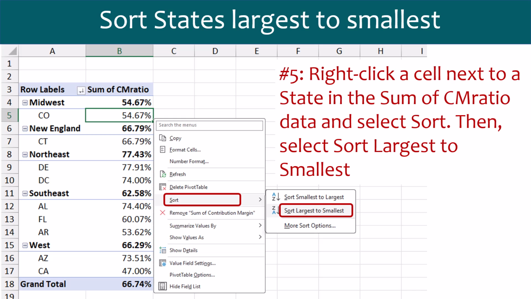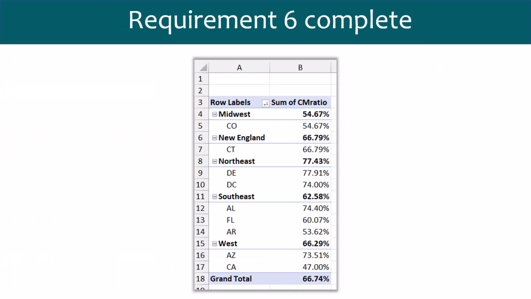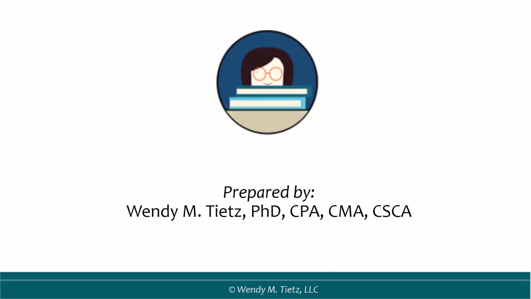Right-click a cell next to a state in the Sum of Contribution Margin data in the pivot table and select Sort. Then select Sort Largest to Smallest. Requirement 6 is complete. We copied the Requirement 5 pivot table and added region to the Rows box. Then we sorted the pivot table to show the most and least profitable state in each region as measured by contribution margin ratio.